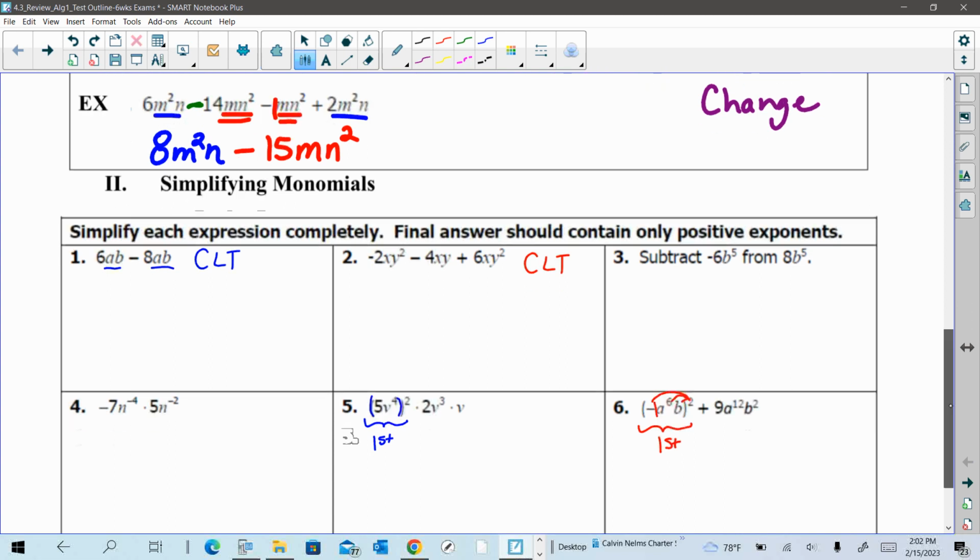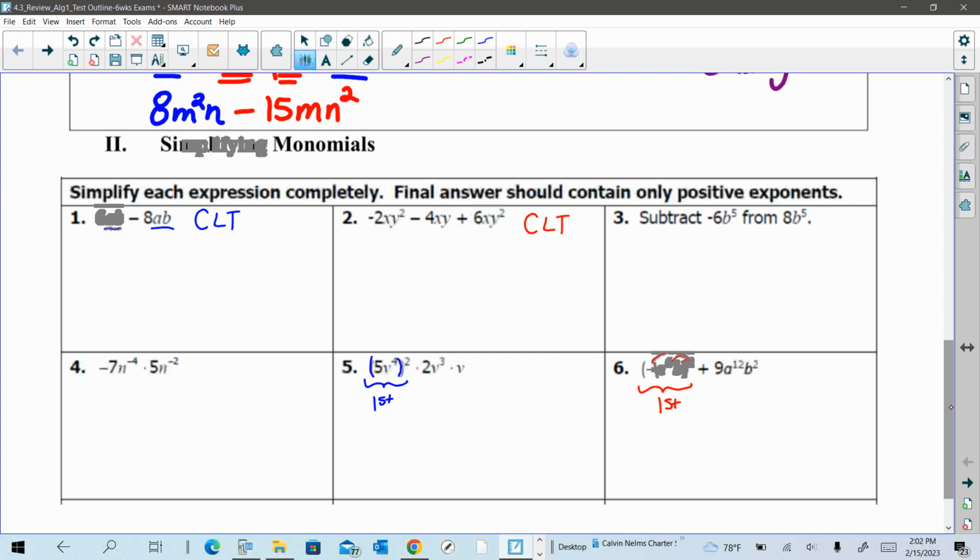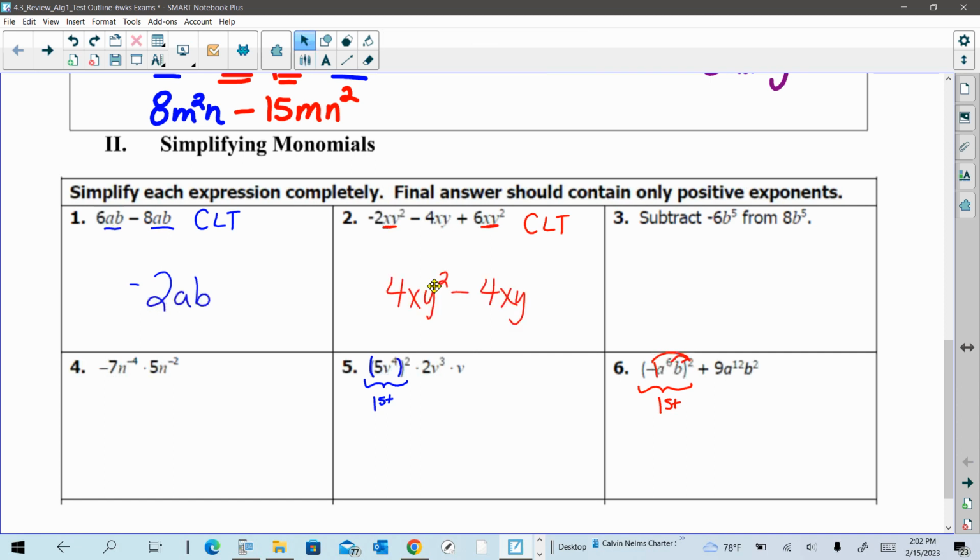This first part is really just combining like terms, but you do have some multiple steps. On 1, we have like terms with the a and the b. So that should have just simplified to negative 2ab. On 2, our like terms are with the xy squared and the 6xy squared. So a negative 2x squared y plus that 6xy squared simplifies to 4xy squared, minus just that 4xy, because this one in the middle did not have a like term. Make sure we write correctly.